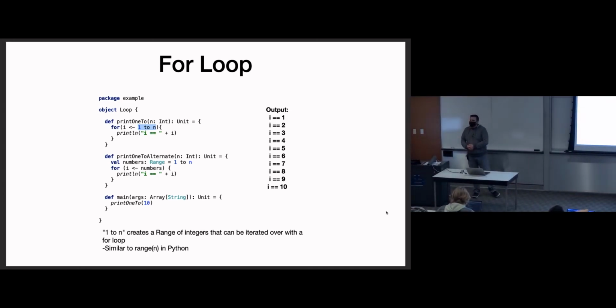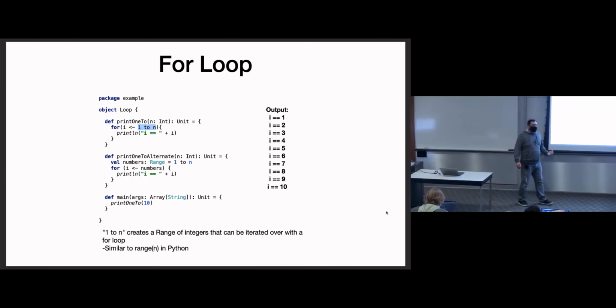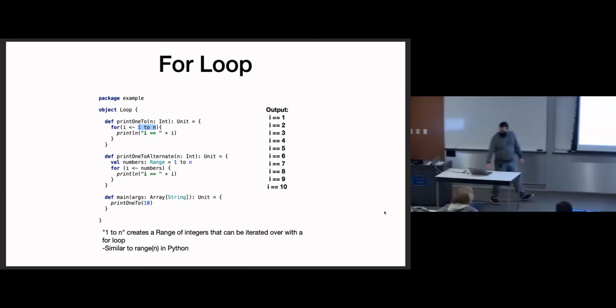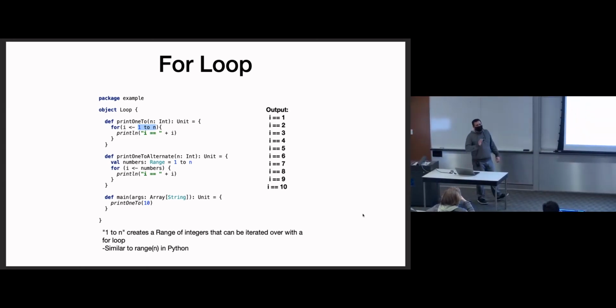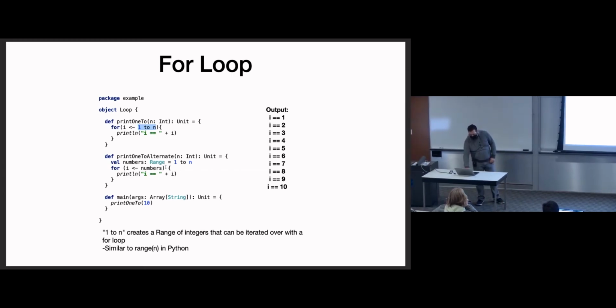If you don't want to include the endpoint, if you don't want to include n, you can use until instead of to. Can be handy later in the course. Or you can do to n minus 1. That'll get you the same thing. In most cases, we're iterating over a data structure. But in some rare instances, like on homework 3, way down the road, it will be helpful to use this to method or until to be able to iterate over integers like this that don't relate to a data structure.